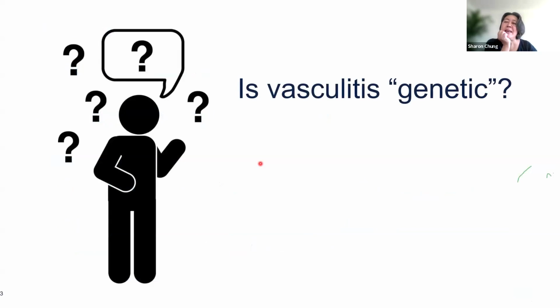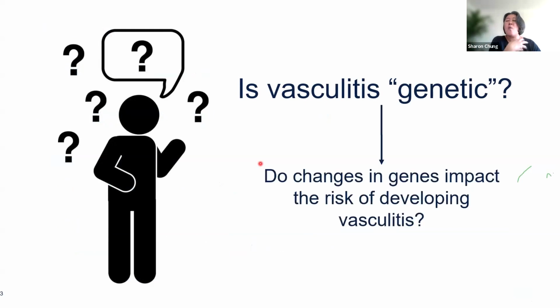So just to get us started, the question is, is vasculitis genetic? And I'll be honest, this question means different things to different people. I'm a scientist by training. And so when you ask me this question, what this means to me is, do changes in genes impact one's risk of developing vasculitis?